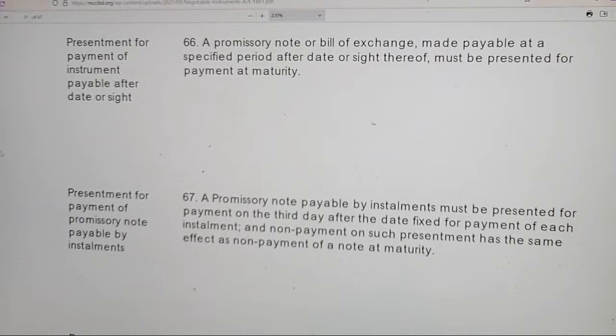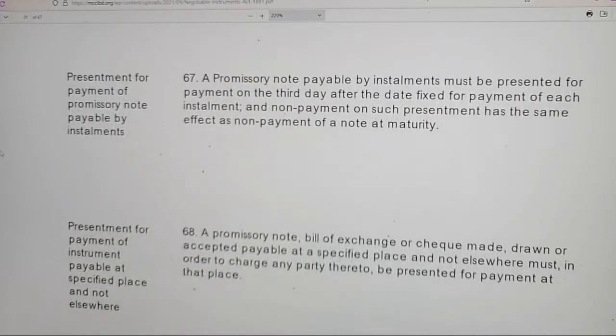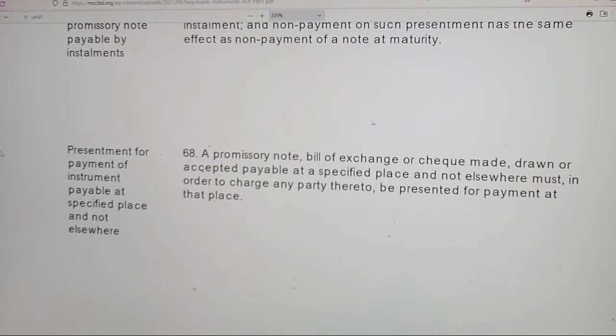Presentment for payment of instrument payable after date or sight. 66. A promissory note or a bill of exchange made payable at a specified period after date or sight thereof must be presented for payment at maturity. Presentment for payment of promissory note payable by installments. A promissory note payable by installments must be presented for payment on the third day after the date fixed for payment of each installment, and non-payment on such presentment has the same effect as non-payment of a note at maturity.